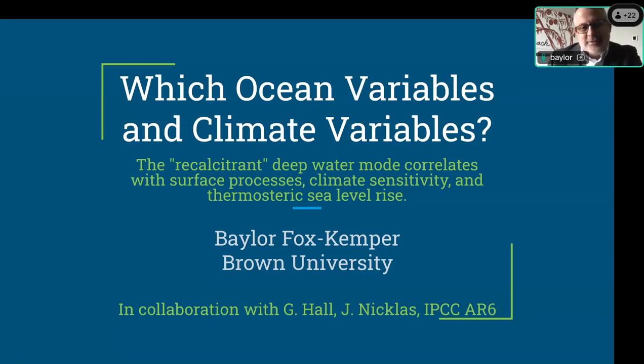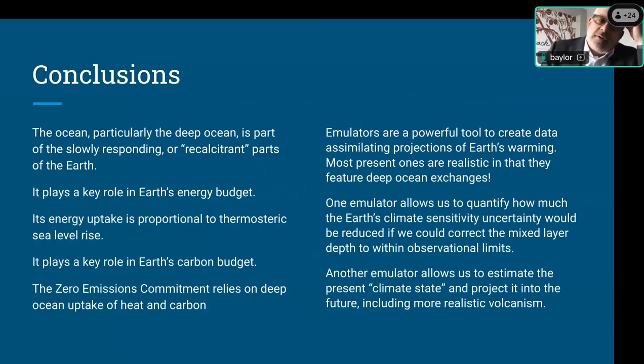The recalcitrant mode really has to do with changes to the deep water, but it has impacts for the climate system in terms of climate sensitivity, thermosteric sea level rise, and it also links, interestingly, to what's going on at the surface in a way that can be monitored. So I'll tell you what I'm going to say up front. Here are the conclusions. The ocean, particularly the deep ocean, is part of the slowly responding or recalcitrant parts of the Earth. We're going to talk about the energy budget, thermosteric sea level rise, and carbon budget, and a relatively new concept in climate science called the zero emissions commitment, which importantly relies on the ocean uptake of both heat and carbon.